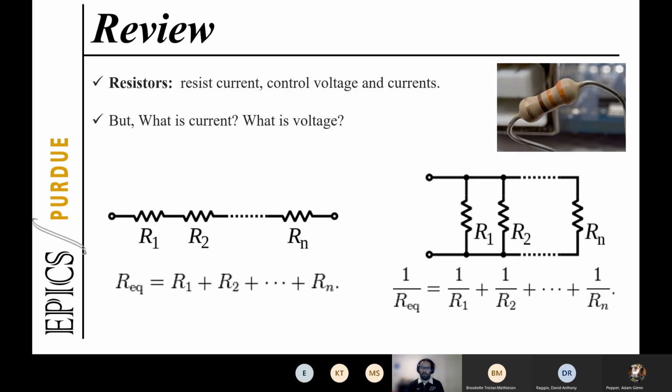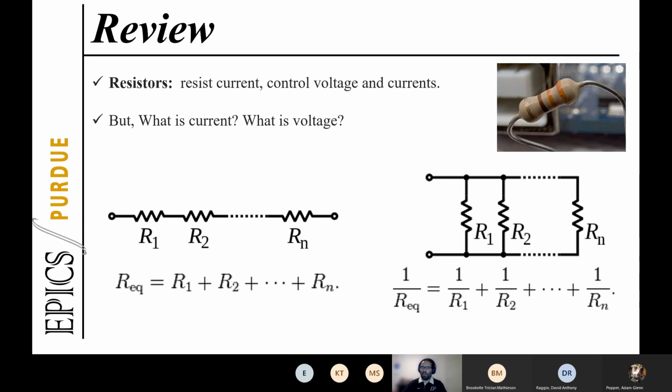I hope you are all familiar at this point with passive components such as the resistor. The idea of the resistor is that it opposes the flow of the current, and it's going to have a certain voltage depending on how much resistance it has. A few properties when you're looking at equivalent systems.